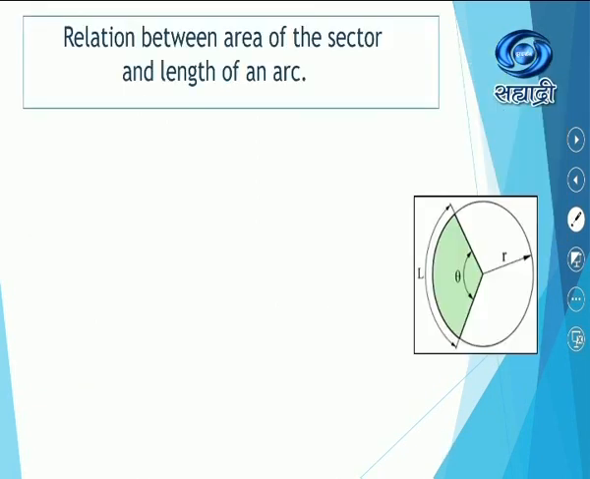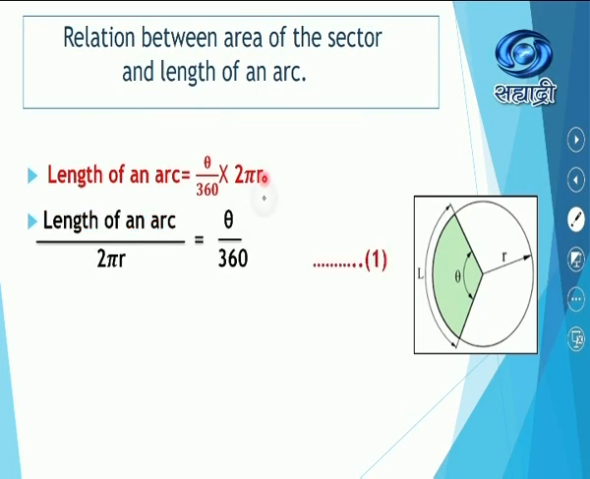Now we will study the relationship between the area of the sector and length of an arc. Now you know that length of an arc is equal to theta upon 360 into 2 pi r. Now this 2 pi r will go and divide over here. Then what will happen? See, length of an arc upon 2 pi r is equal to theta upon 360. Similarly, you know the formula for area of the sector, which is theta upon 360 into pi r squared.